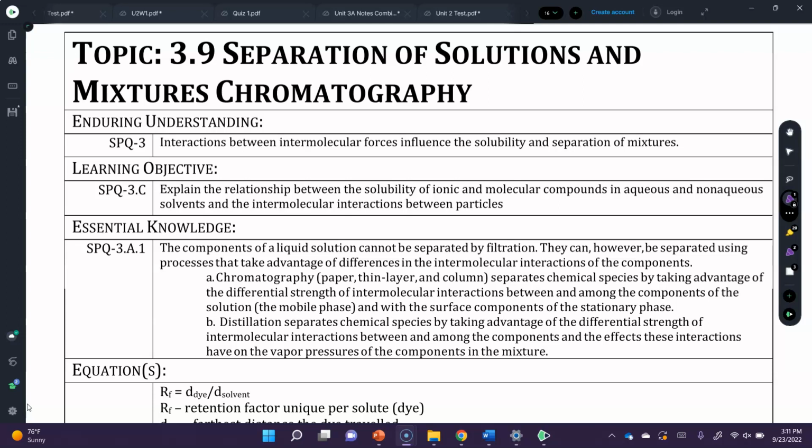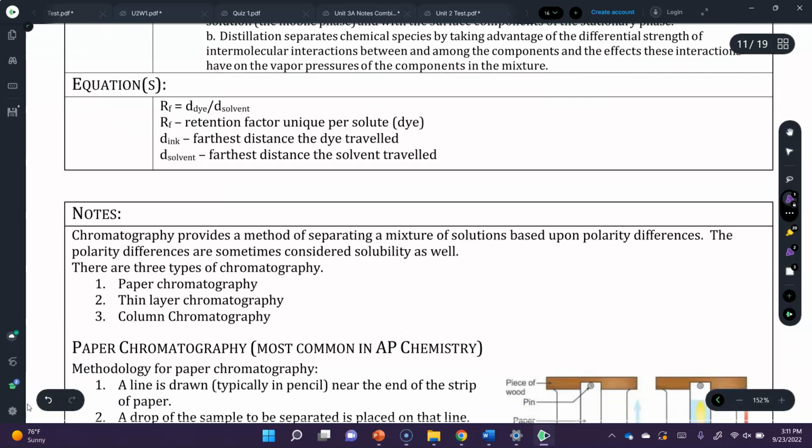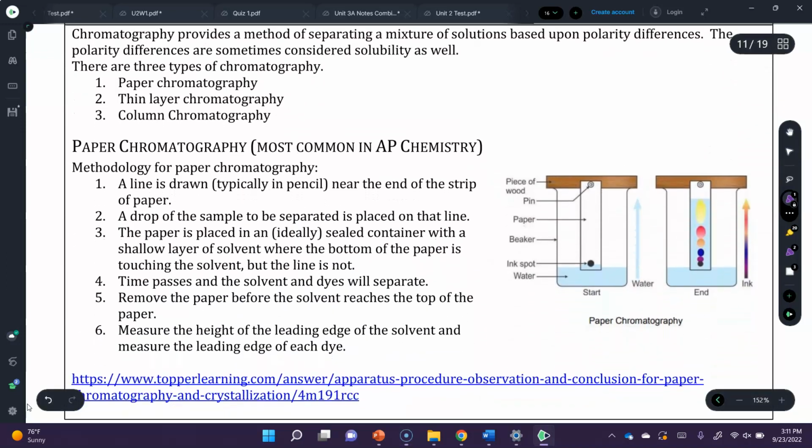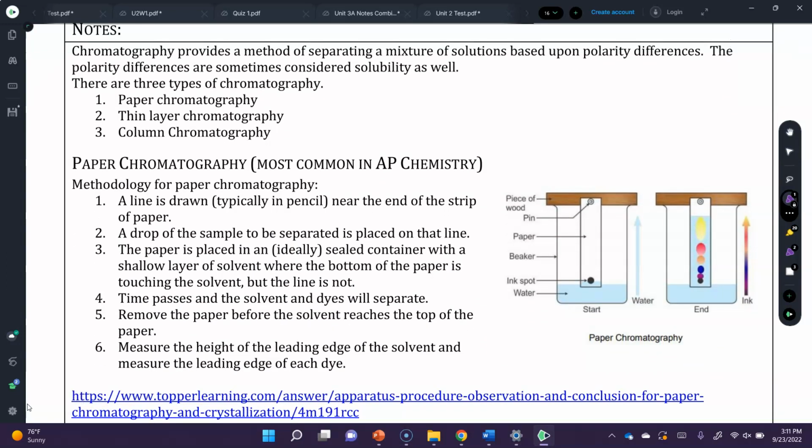separate mixtures. So, starting with our notes, chromatography provides a method of separating a mixture of solutions based upon polarity differences. The polarity differences are sometimes considered solubility as well. There are three types of chromatography: paper chromatography, thin layer chromatography, and column chromatography. We will do paper chromatography in class.